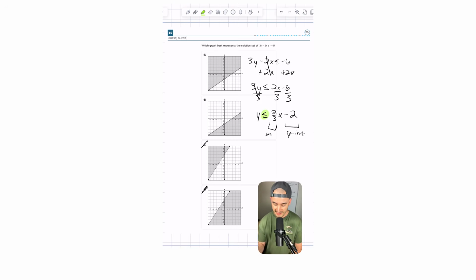So we have a less than or equal to sign, which means we're going to have a solid line, and because it's less than or equal to, we're going to shade below the line. For letter A, they shade above the line, so that doesn't work. Letter B, they shade below the line, so that checks out, so we are going to go with letter B.